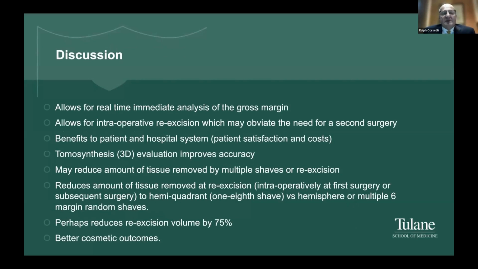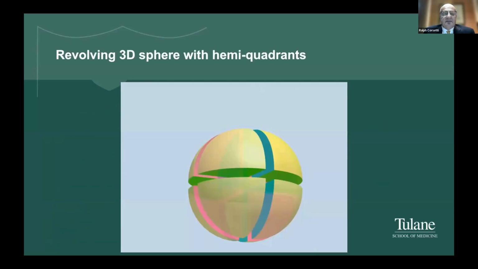So this allows for real-time, immediate analysis of a gross margin. We try to achieve a 1 centimeter grossly clear margin. It allows for surgeon-directed intraoperative re-excision, which may obviate the need for a second surgery. It benefits the patient. The patient has less anxiety with requiring a re-excision, better cosmetic results because you're taking potentially 75% less volume and thus creating better cosmetic results. It improves the accuracy, reduces the amount or need for multiple shaves or re-excisions. And like I said, really reduces my directed shaves to about 1/8 of the cavity.